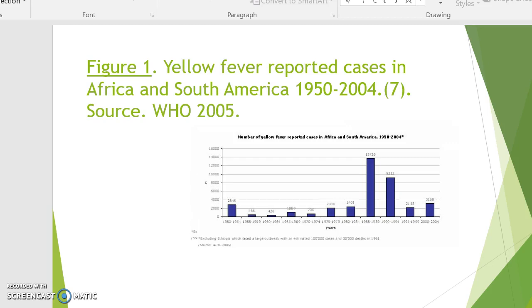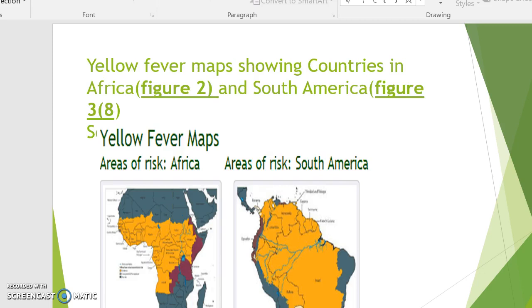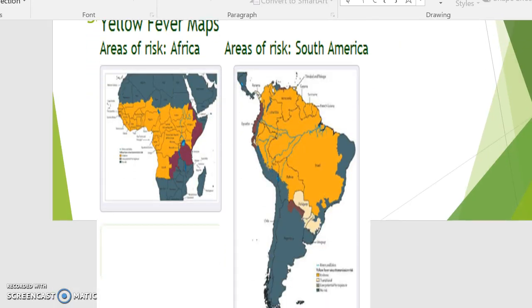My figure number 1 is yellow fever reported cases in African and South American countries from 1950 to 2004. Source: WHO 2005. The second and third figures are yellow fever maps showing countries in Africa and South America where there is high risk of yellow fever virus infection.